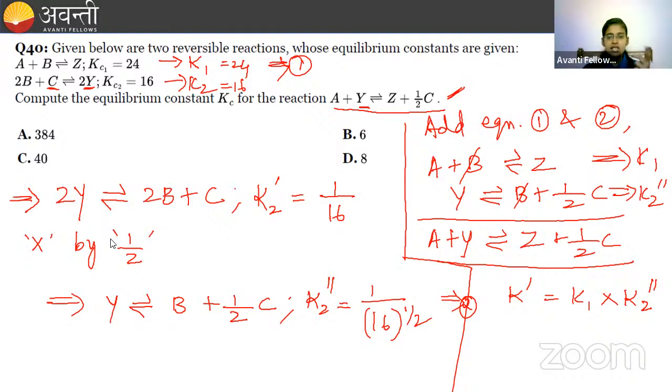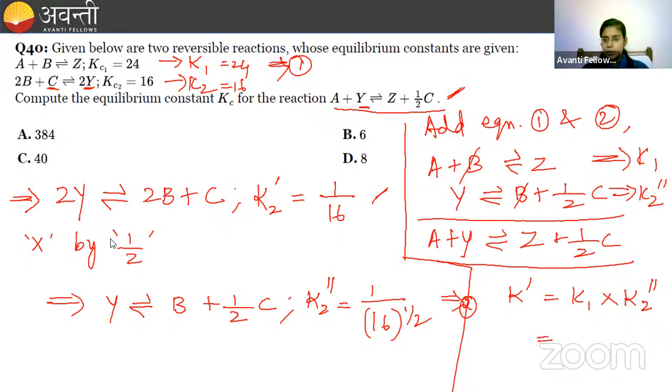If I am reversing the equation, then I have to take the reciprocal. So these are the properties which we have learned, the properties of equilibrium constant. So we have to go accordingly. So now multiply the equilibrium constant.